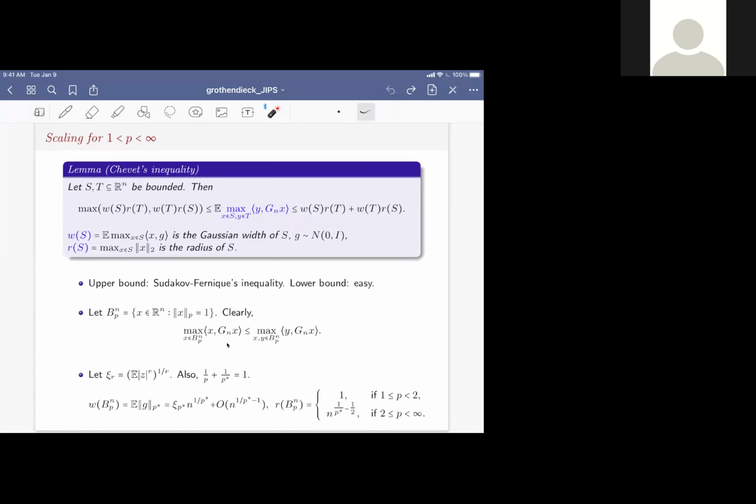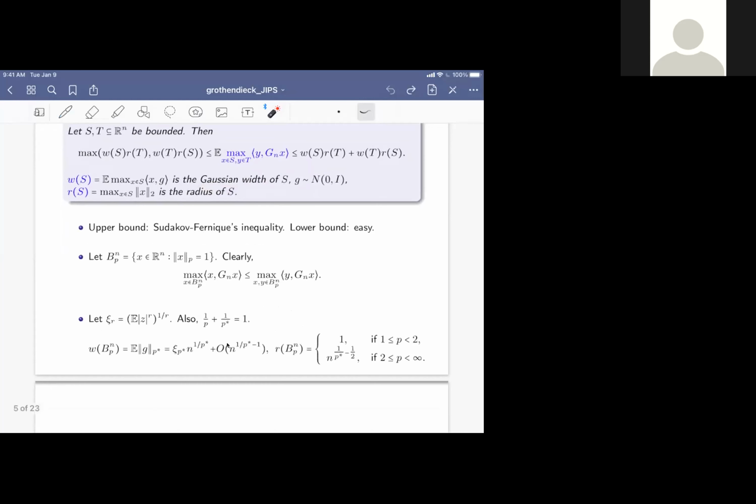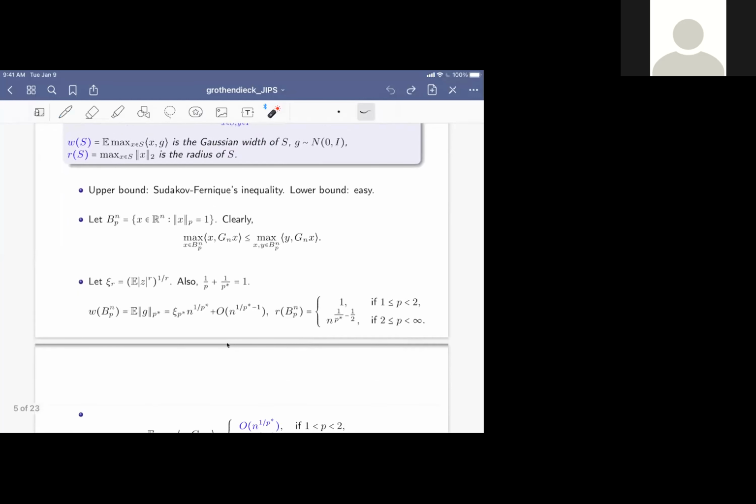The first parameter is called the Gaussian width. Basically, this is the average of the maximum projection of a standard Gaussian vector onto the set. And the second parameter is the L2 radius of the set. Depending on these two parameters, we can control this expectation of the maximum from below and from above. So how is it relevant in our case? Well, in our case, we have the maximum of the quadratic form over the unit Lp ball.